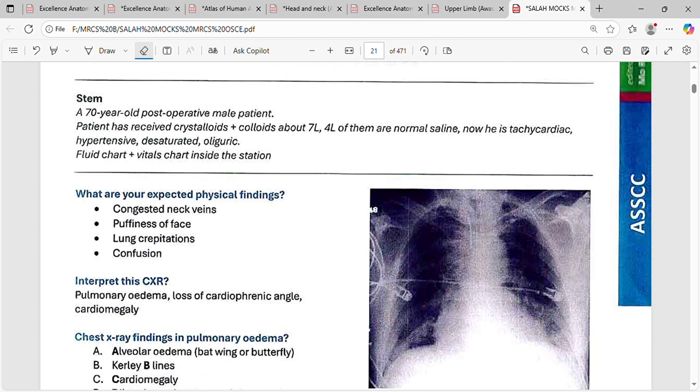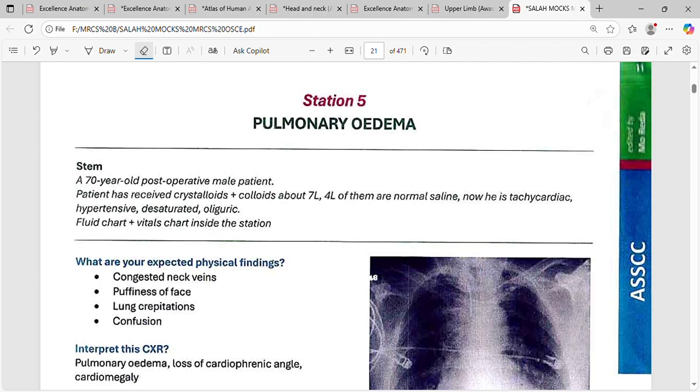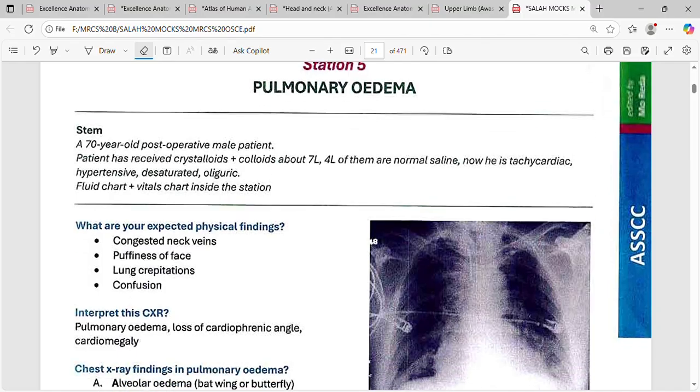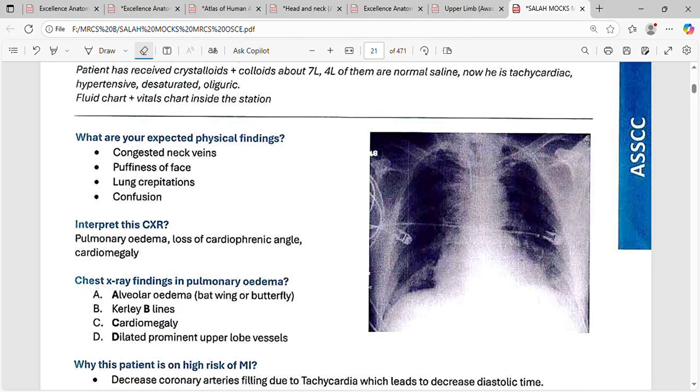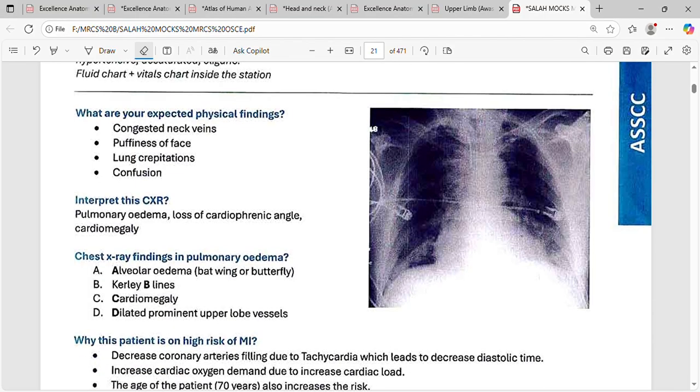So you will be given a scenario in which the patient has been given a huge amount of fluid, and now the patient is hypertensive, desaturated, oliguric, tachycardic. You will be given the fluid charts, and they will show you this data and the vitals as well. These are your expected physical findings: congested neck veins, puffiness of the face, basal lung crepitations, and especially confusion.